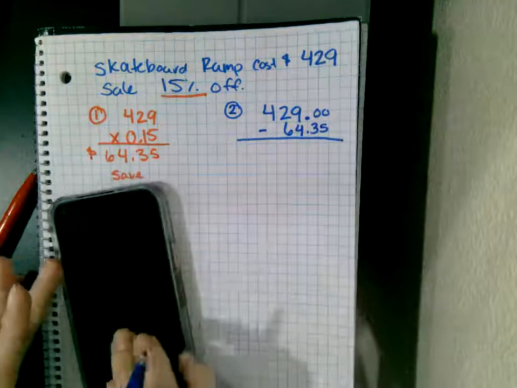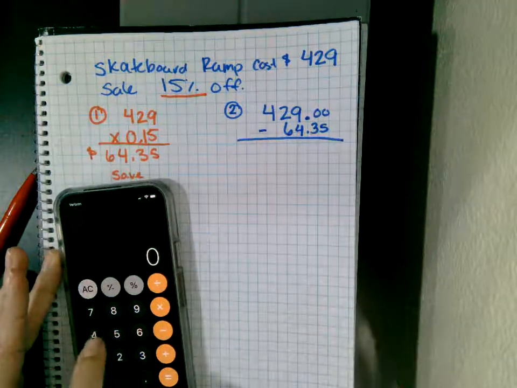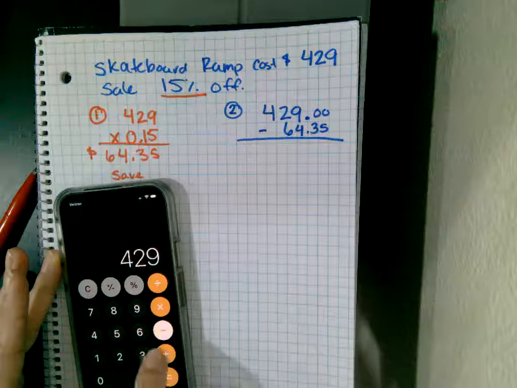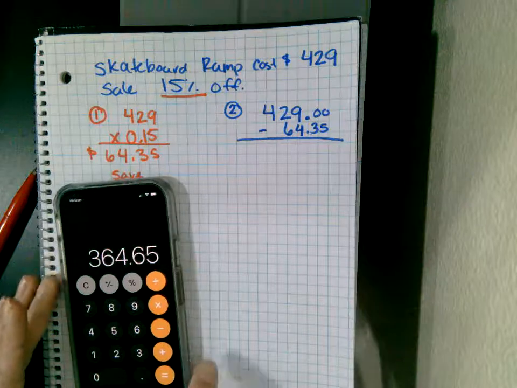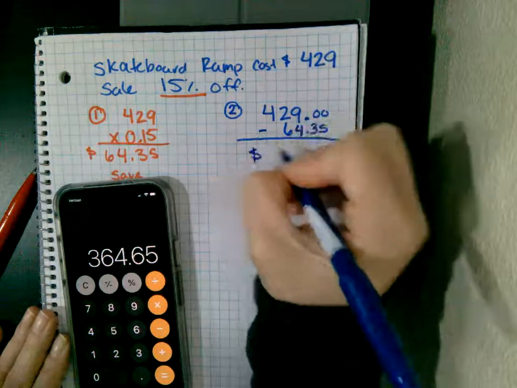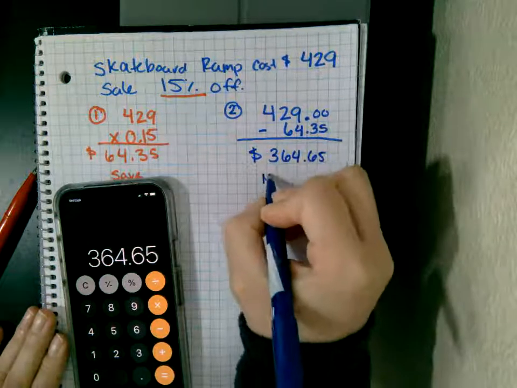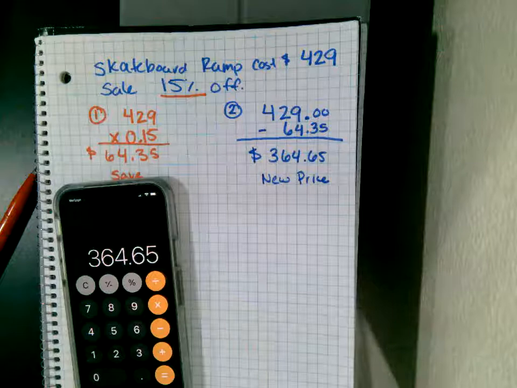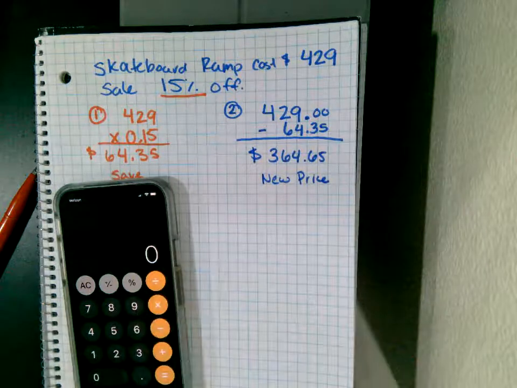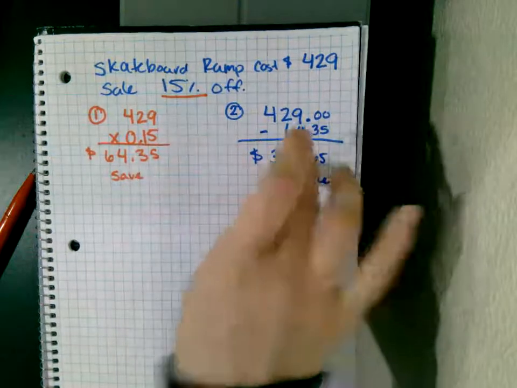Take your calculator. Let's see if your answer is correct. 429 minus 64.35. That's what I got. Cool. So it's $364.65. This is my new price. Any questions so far? So again, first step, multiply. Second step, subtract. All right.